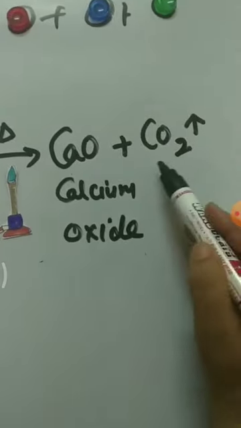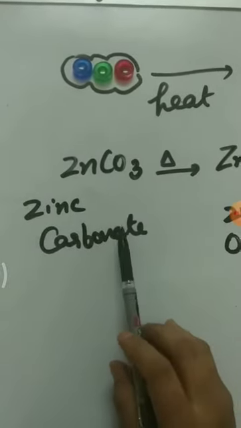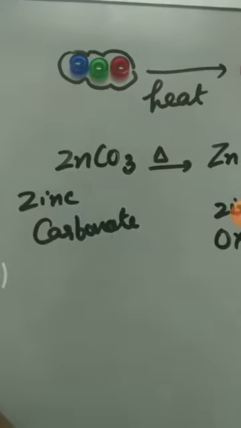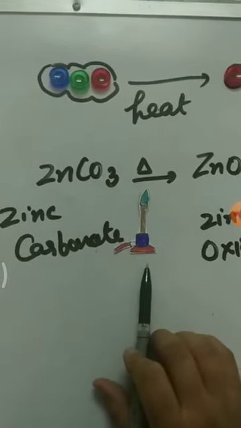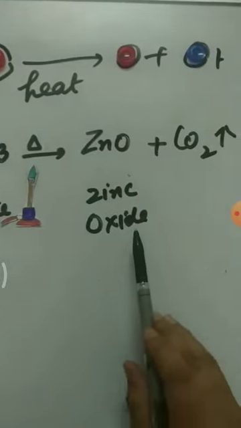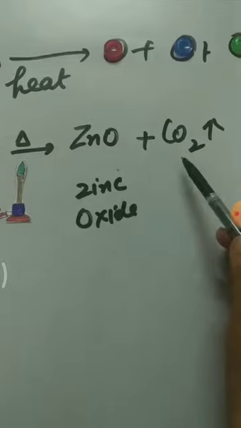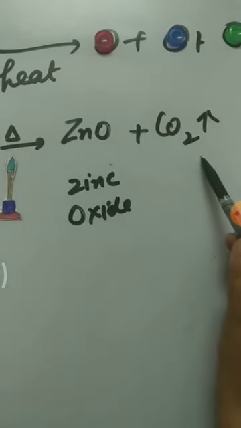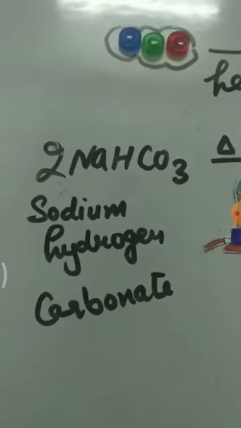Another example, zinc carbonate, ZnCO3, formula also you have to learn. When we heat zinc carbonate, it decomposes in the form of zinc oxide, ZnO, plus carbon dioxide gas will be liberated, and this is a balanced equation.